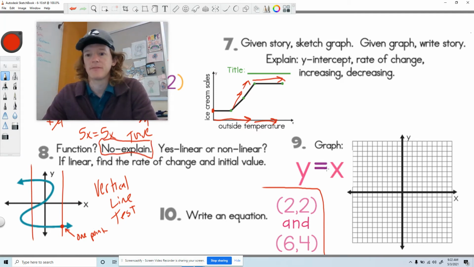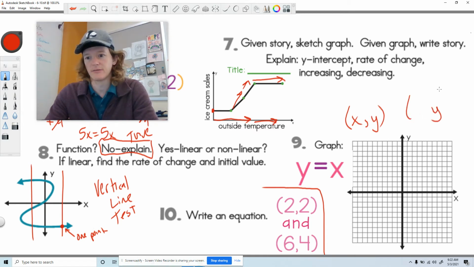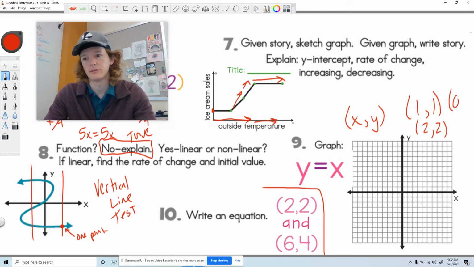Number 9, y equals x. Okay, well, let's say if we say our points are x, y. Let's say x equals 1. What does y equal? Well, they're equal to each other, so it's 1. 2, 2, 0, 0, -5, -5. These are all possible points on this line because y is always equal to x.